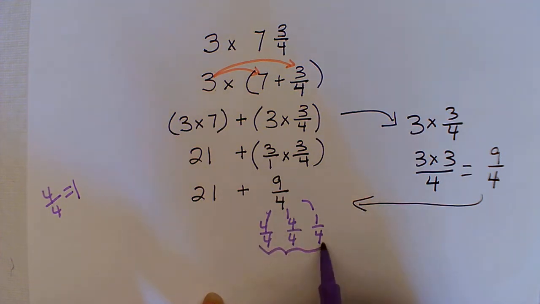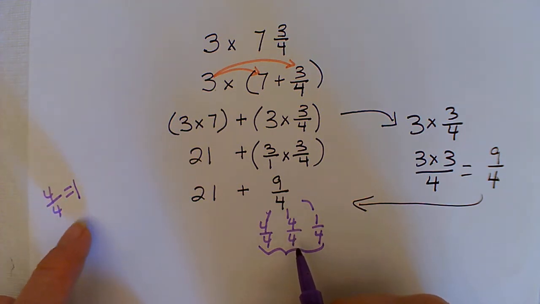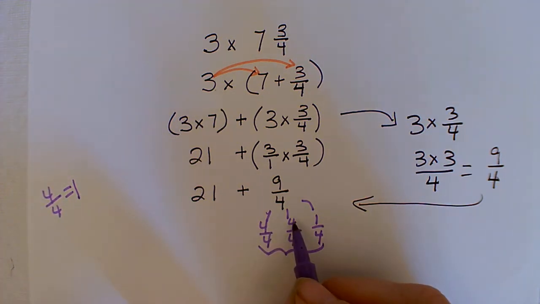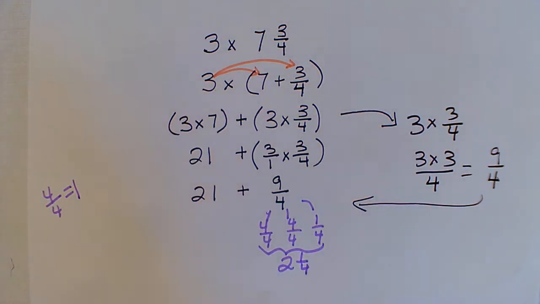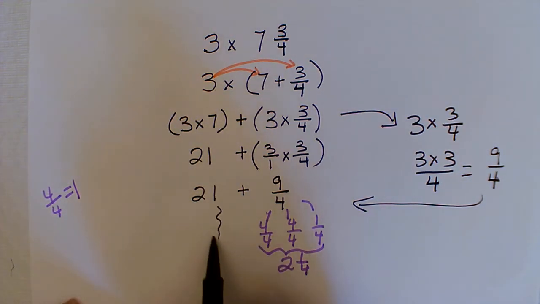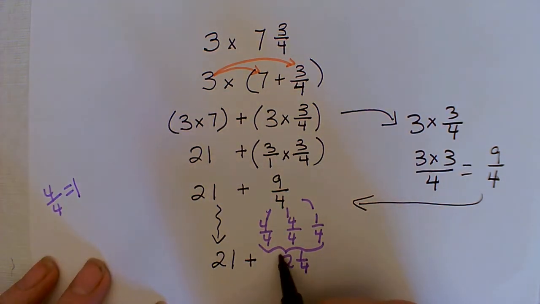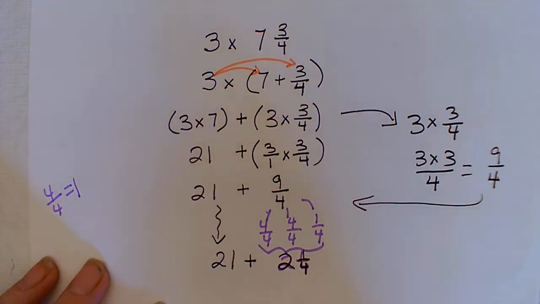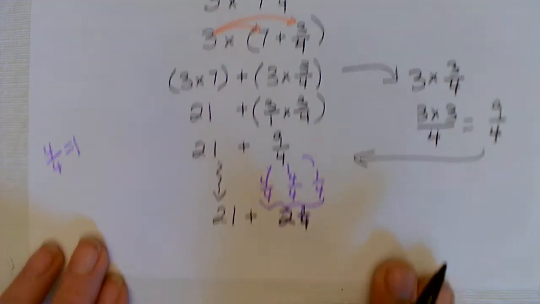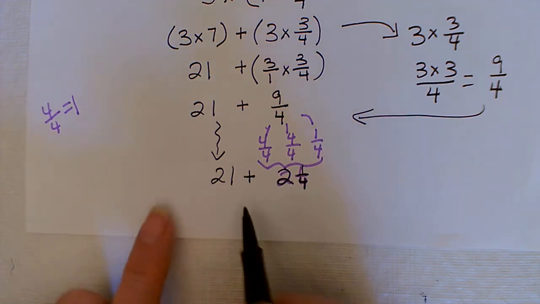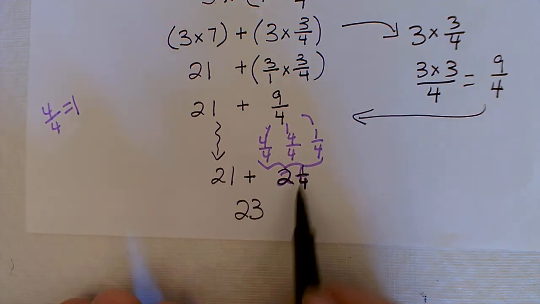And this altogether becomes 2 wholes, because this is 1 and this is 1. We know that from our rule. So this is 1, 2, and a 4th. So now what I have to do is bring down my 21. I still have that. I need to add my 21 plus 2 and a 4th. I'm just going to go over this so that it really pops more. So now I'm going to add those together, and I end up with 21 plus 2 is 23, and I have a 4th still.